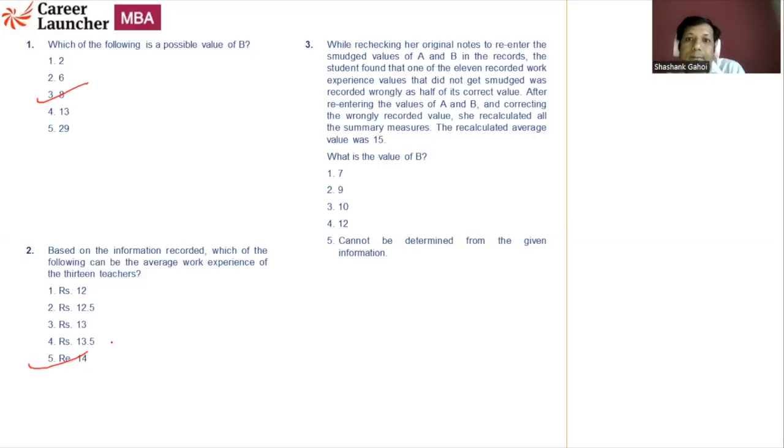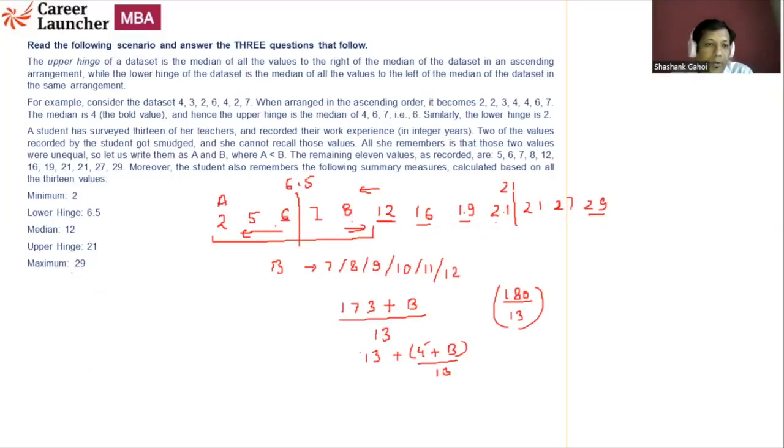And after that, she recalculated the summary measures, and the average comes out to be 15. And what is the value of B? Okay, fair. So I already know that the current sum is 173 plus B, but one value is doubled.